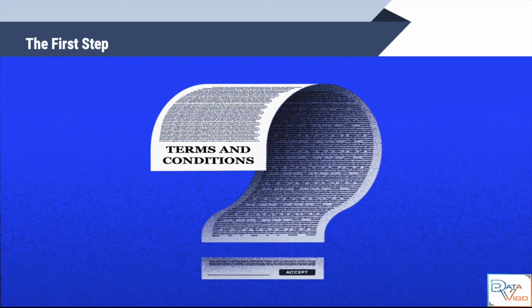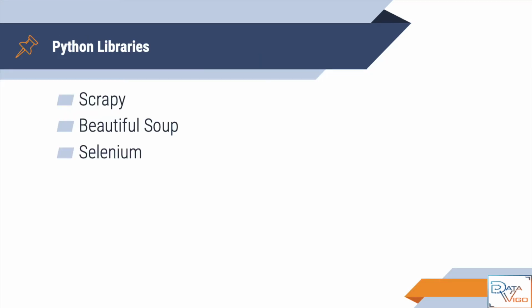The first step before doing any web scraping project should be checking the terms and conditions of the website that you're going to scrape. Some websites clearly do not allow you to use their information, especially for commercial purposes. When it comes to web scraping using Python libraries, these are the popular examples: Scrapy, Beautifulsoup, and Selenium. So what are the differences and on what occasions do we need to use them?